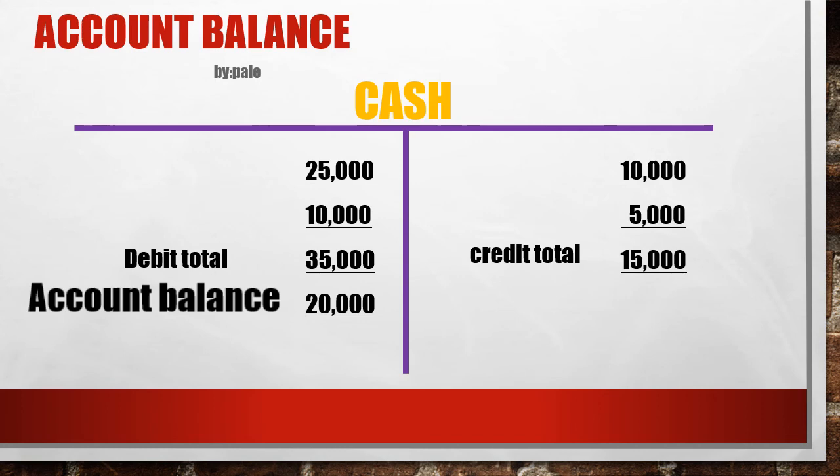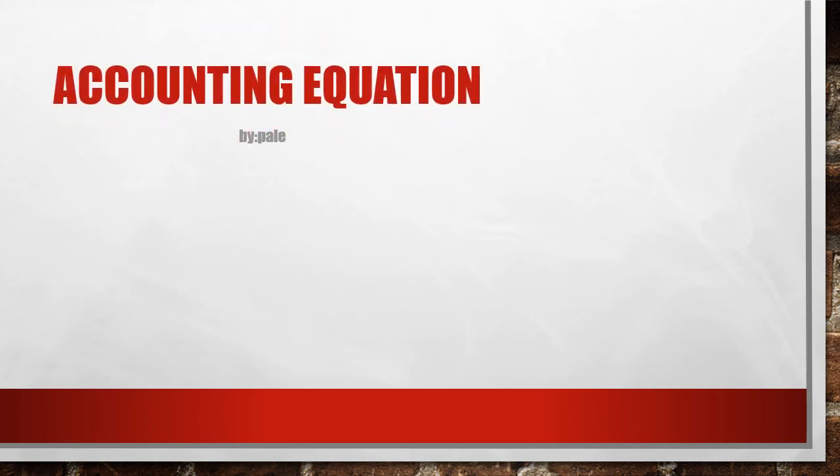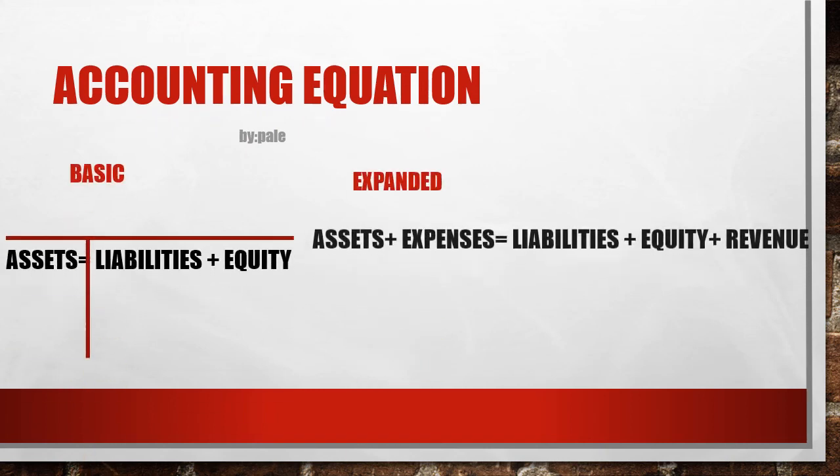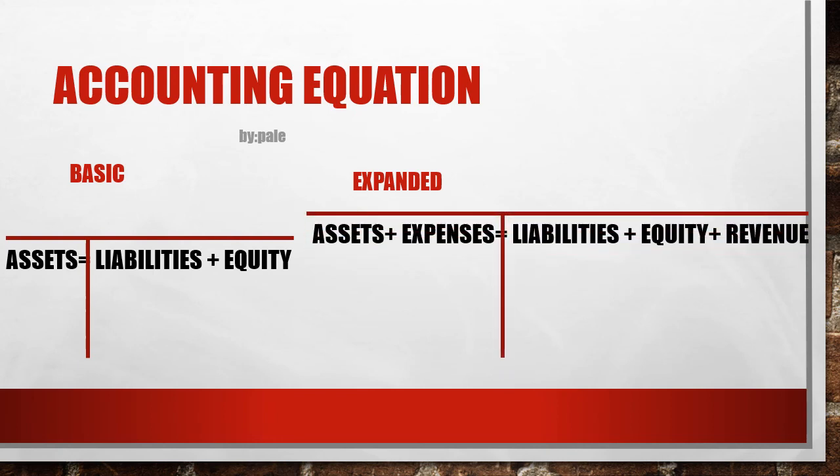So we're done with the account balance. So here is the accounting equation. So the basic accounting equation, meaning this is for the balance sheet or statement of financial position. We have the formula assets equals liabilities plus equity. Assets is on the left side, which is the debit, while liabilities and equity is on the right side, which is your credit.